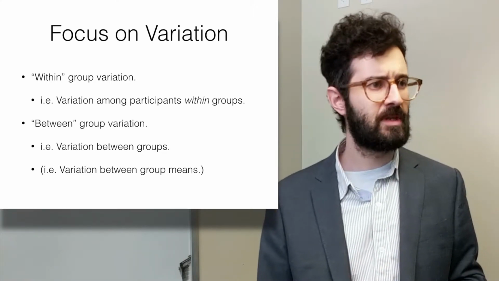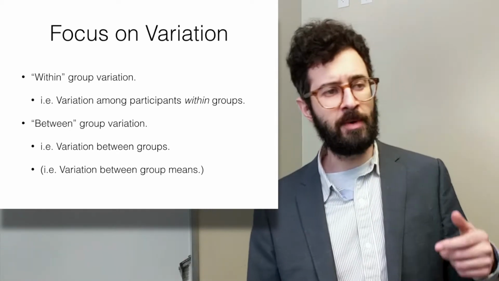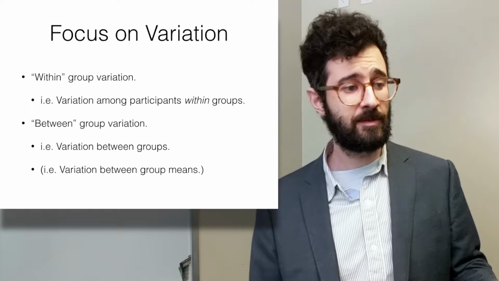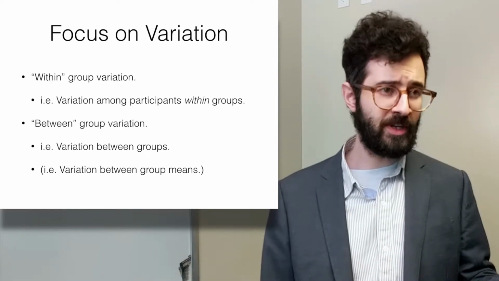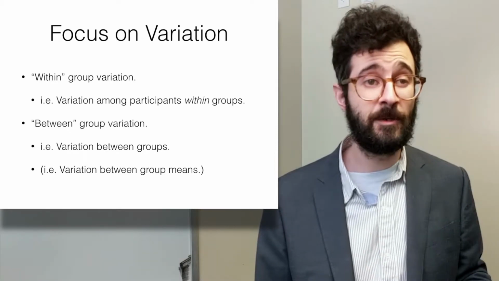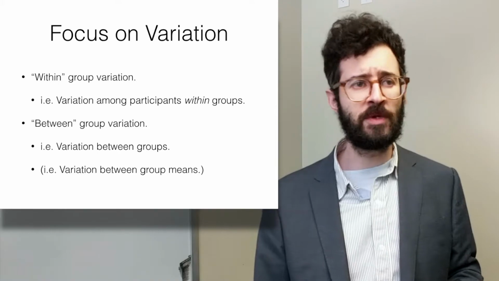Two terms that we use a lot are within group variation and between group variation. Within group variation is the variation among participants within groups. The between group variation is the variation between the groups themselves. So you can think of this as the variation, say, between group means.